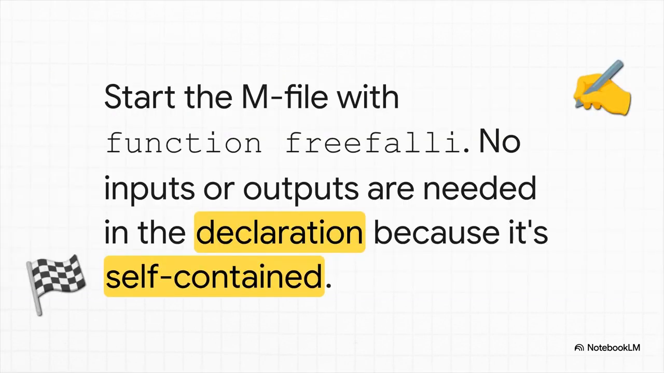Let's walk through it. First things first, we start our M file with that magic word function, and then we give our function a name, freefolly. Now you might be looking at that and thinking, hey, where are the parentheses for the inputs and outputs? Well, we don't need them. This little tool is going to be completely self-sufficient. It's going to get its data directly from the user and display the results right on the screen.